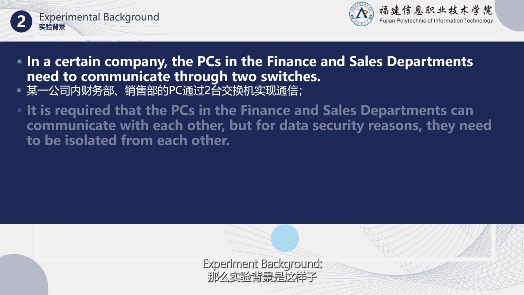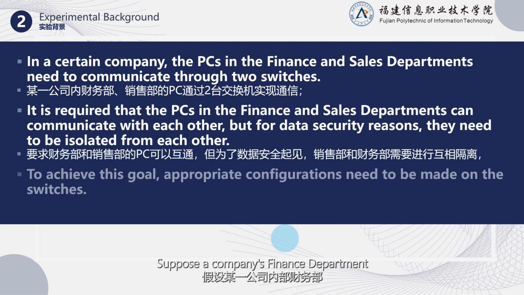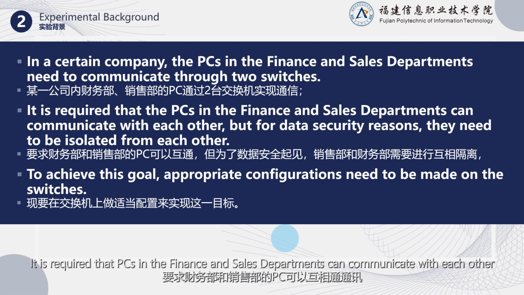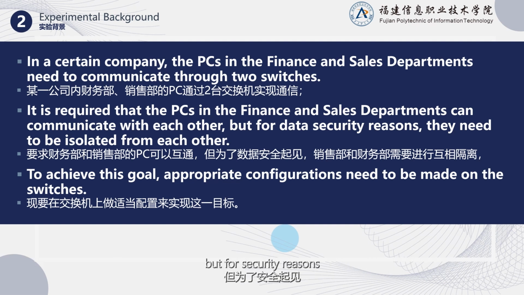Experiment background. Suppose a company's finance department and sales department PCs need to communicate through two switches. It is required that PCs in the finance and sales departments can communicate with each other, but for security reasons, they need to be isolated from each other. To achieve this goal, appropriate configurations need to be made on the switches.